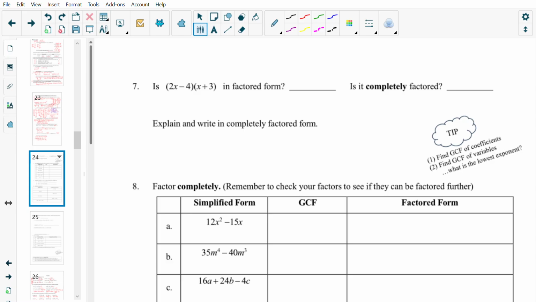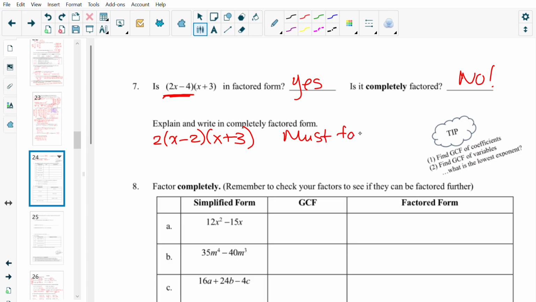Okay, next one is 2x minus 4 times x plus 3 in factored form. Well, yes it is, but is it completely factored? No. Explain and write in completely factored form. This term is not completely factored. I can factor out a 2, so that's 2 times x minus 2 times x plus 3. So we must factor a 2 from the first term.